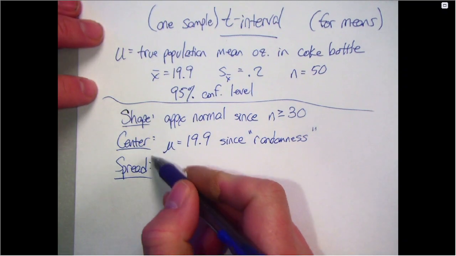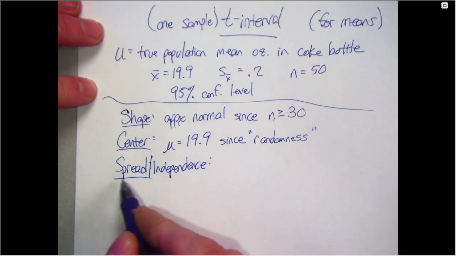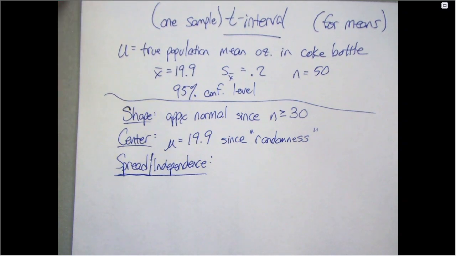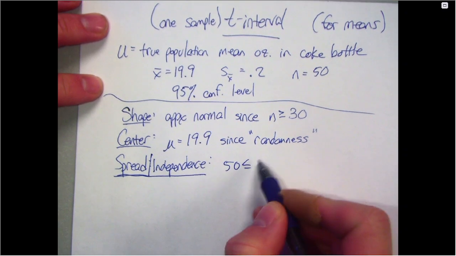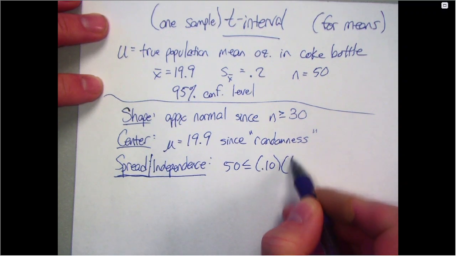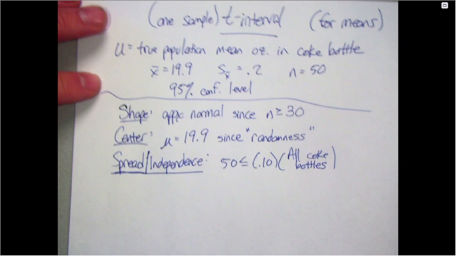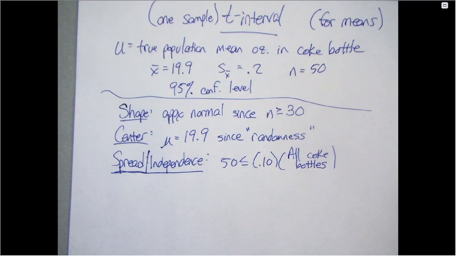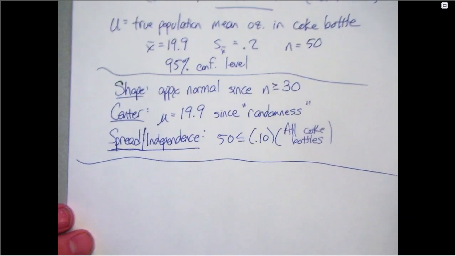And then for spread, this is basically justifying that things are independent. What are we looking at here? Same as yesterday, same as all the proportion ones too. The 10% condition: 50 is less than or equal to 10% of all Coke bottles. Conditions.